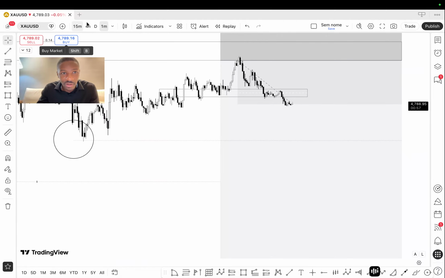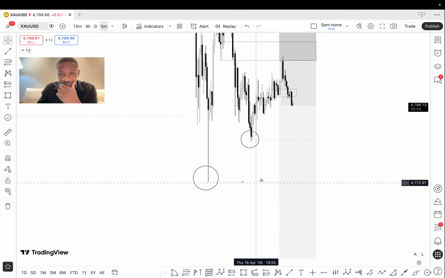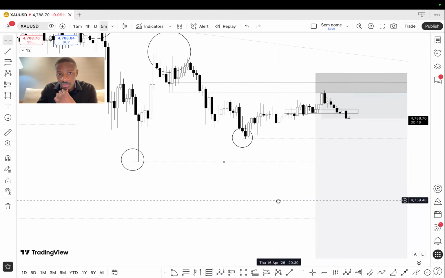For now, our main focus will be on 15 to 5 minutes. Let's see 5 minutes. Yeah, I think on the 5 minutes we can actually watch price drop and just wait patiently. Okay, let's just wait patiently.